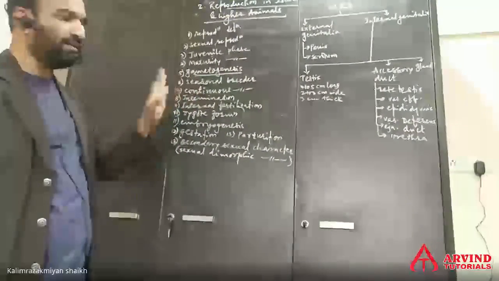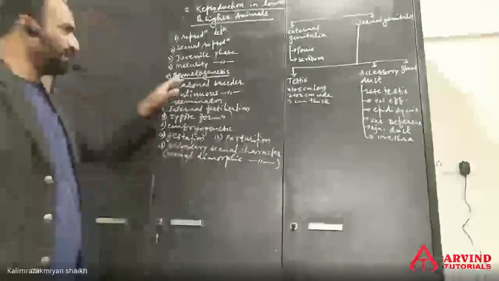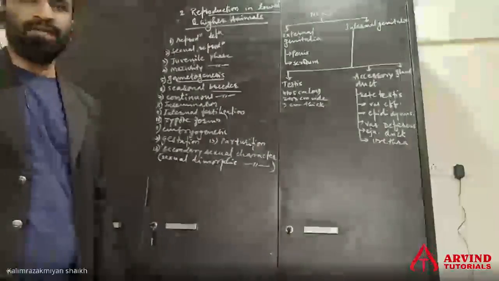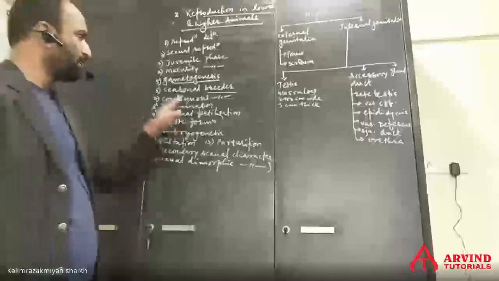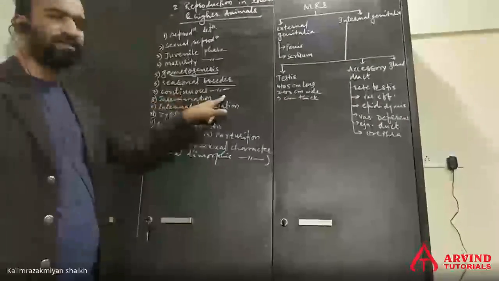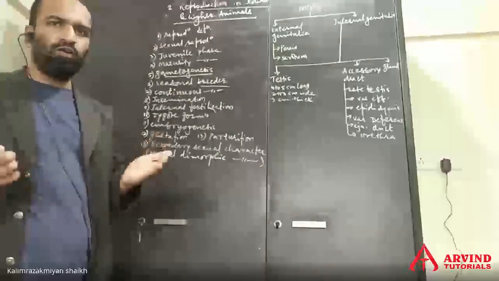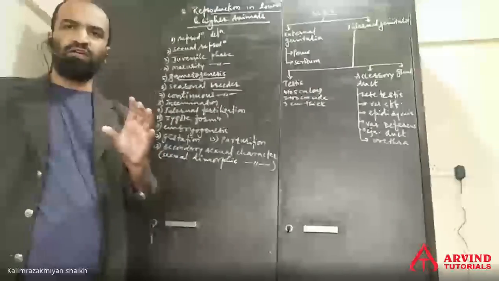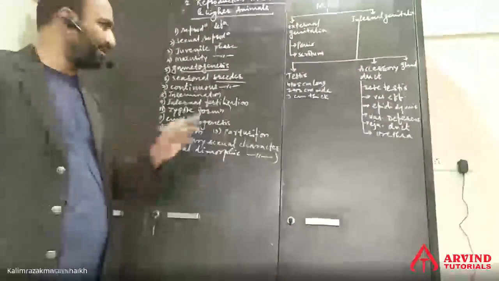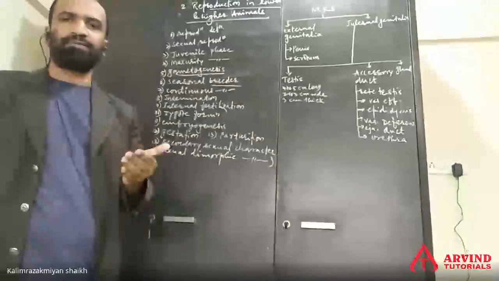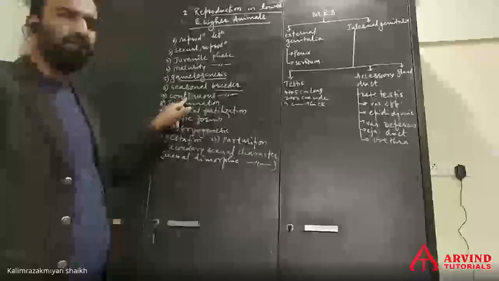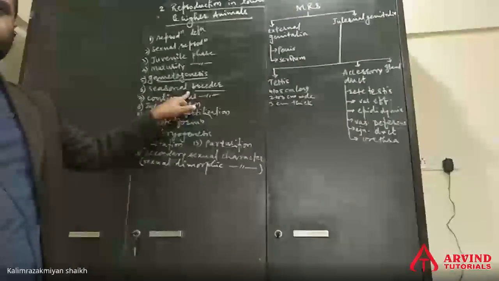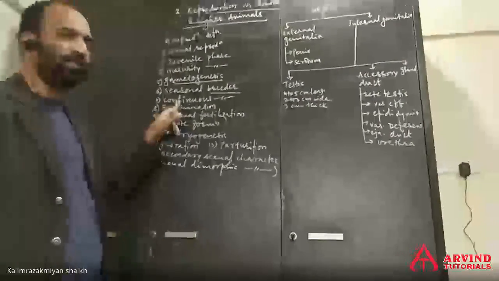Then in the maturity phase, after gamete formation, the next topic is breeder. There are two types of breeder: seasonal breeder and continuous breeder. Goat, sheep, cow and buffalo are seasonal breeders. In a particular season, they mate with each other. But continuous breeders are apes and man, the human being. Except apes and man, all mammals are seasonal breeders.